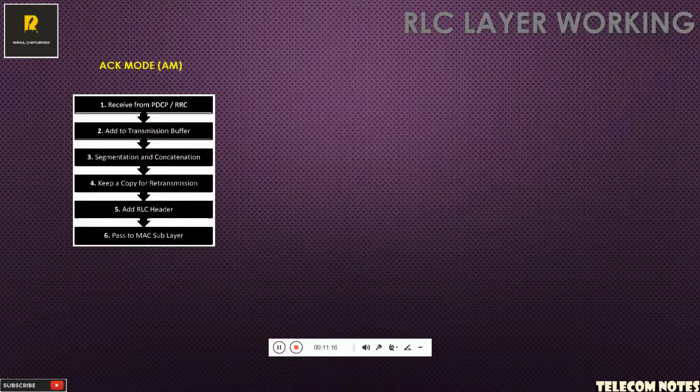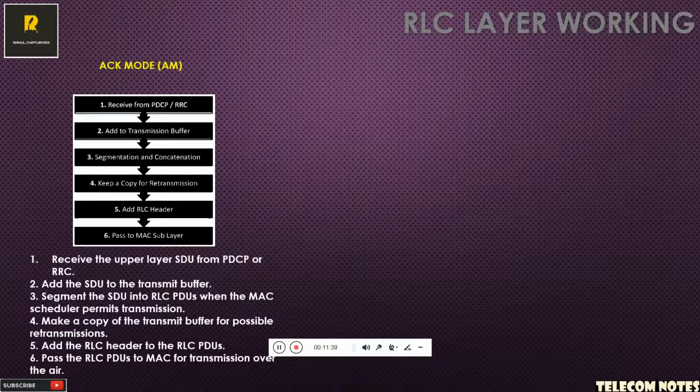Coming to the details, the first one is the acknowledgement mode, in which RLC receives from PDCP. After that, add to the transmission buffer, then go for segmentation and concatenation, keep a copy for retransmission, add the RLC header and pass to the MAC sublayer. So receive the upper layer SDU from PDCP or RRC, add the SDU to the transmit buffer, segment the SDU into RLC PDUs when the MAC scheduler permits transmission, make a copy of the transmit buffer for possible retransmissions, add the RLC header to the RLC PDUs, and pass the RLC PDUs to MAC for transmission over the air.